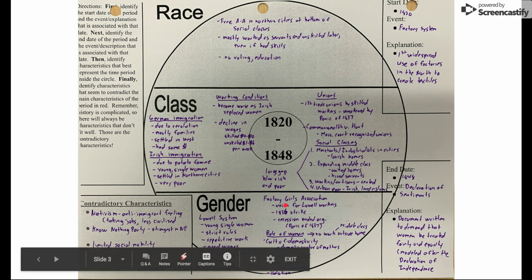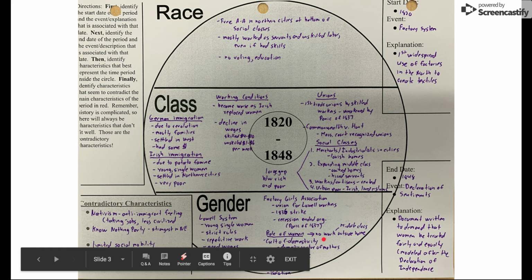Okay, but some of these women did form a union, the Factory Girls Association, which was for these Lowell workers. They actually went on strike in 1836. But again, the Panic of 1837 ended that organization due to competition. And then later on, we'll see the Irish replace these women as workers.